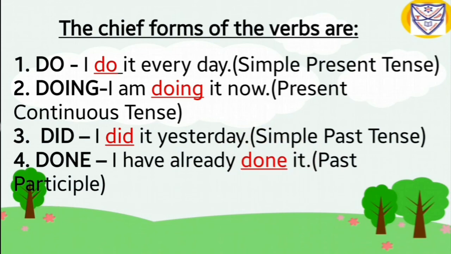So now there are 4 forms of the verbs. Chief forms of the verbs are do, doing, did and done. Do stands for simple present tense. Doing stands for present continuous tense. Did stands for simple past tense, and done stands for past participle, or we can say third form of the verb.